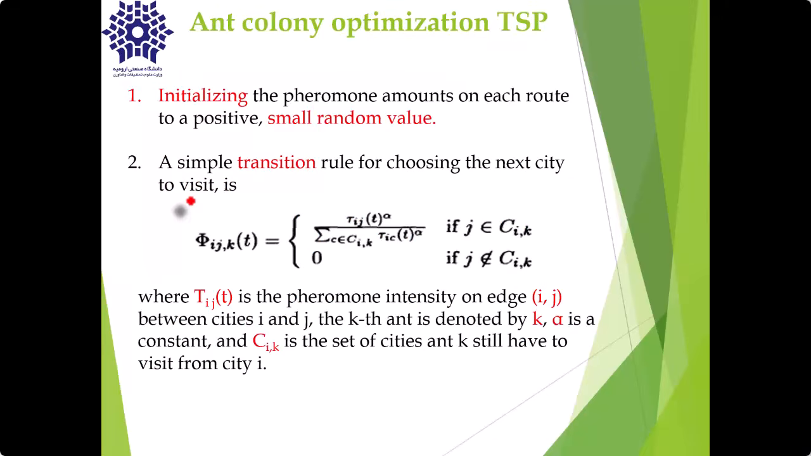So the ant wants to travel from city I to city J. This is one travel from city A to city J. K is the count, the number of ants. T is the time. So at time T, the ant wants to travel from city A to city J. Which ant? We have many ants because this is population-based. In a population-based algorithm, we have many ants, and each ant helps the others to solve the problem.